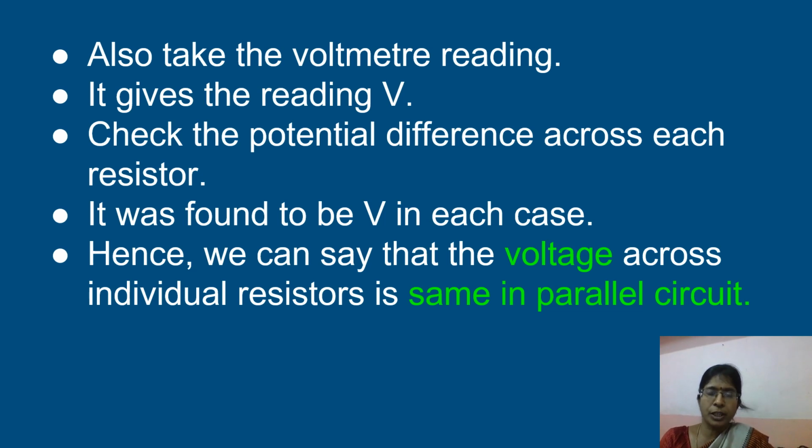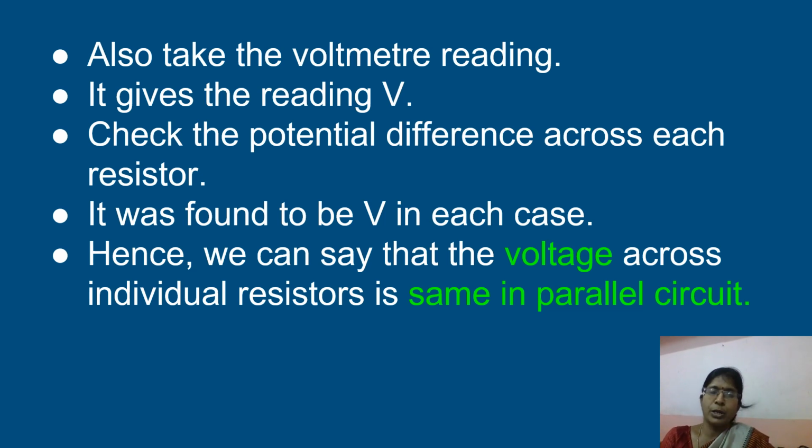Now check the potential difference across each resistor. So in the circuit you have seen that the voltmeter is placed across the combination of resistors, and the reading is noted down, which shows V. Now change the position of the voltmeter across individual resistors and note down the potential difference. Then it was observed that the potential difference across each resistor is the same.